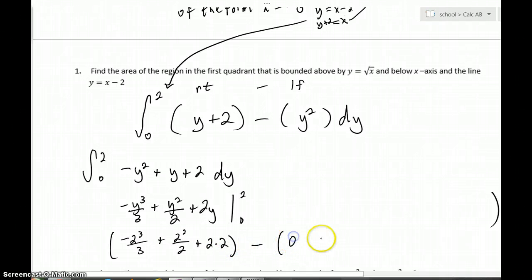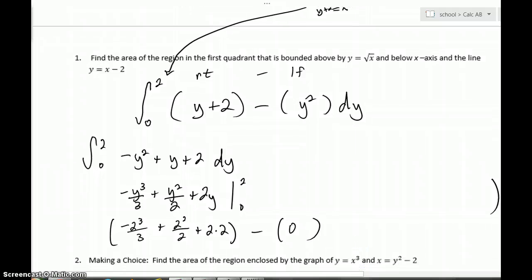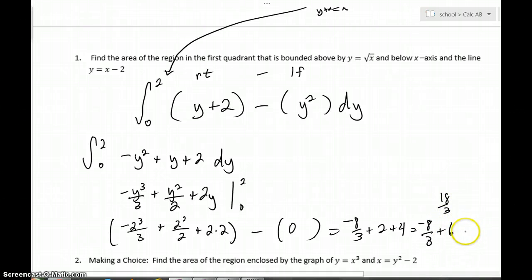Well, thank goodness, when you plug a 0 in to those three expressions, you're just going to get zeros clear across. That's probably the nicest part of the problem. Well, continuing, I'm running out of space over here. We'd get negative 8 thirds. Here's 4 all over 2 is just a 2, and 2 times 2 is 4. So this is actually 6, 4 plus 2 plus negative 8 thirds. But 6 is really 18 thirds, if you think about that. Negative 8 thirds plus 18 thirds is 10 thirds.